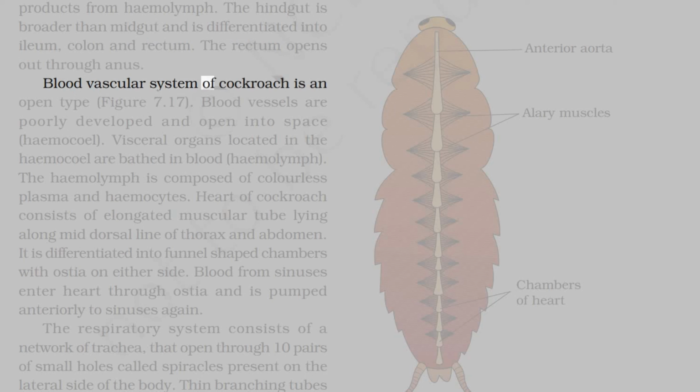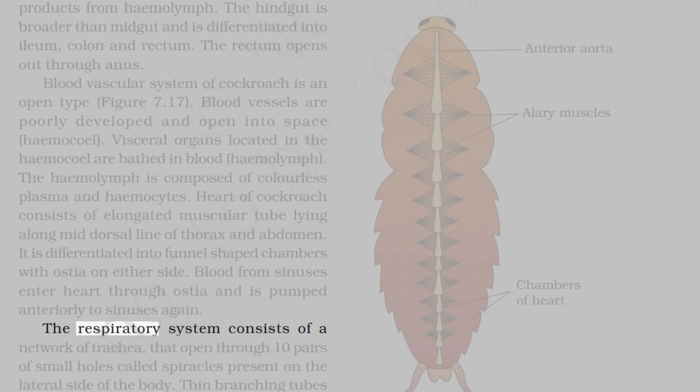Blood vascular system of cockroach is an open type, figure 7.17. Blood vessels are poorly developed and open into space, hemocoel. Visceral organs located in the hemocoel are bathed in blood, hemolymph. The hemolymph is composed of colorless plasma and hemocytes. Heart of cockroach consists of elongated muscular tube lying along mid-dorsal line of thorax and abdomen. It is differentiated into funnel-shaped chambers with ostia on either side. Blood from sinuses enter heart through ostia and is pumped anteriorly to sinuses again.